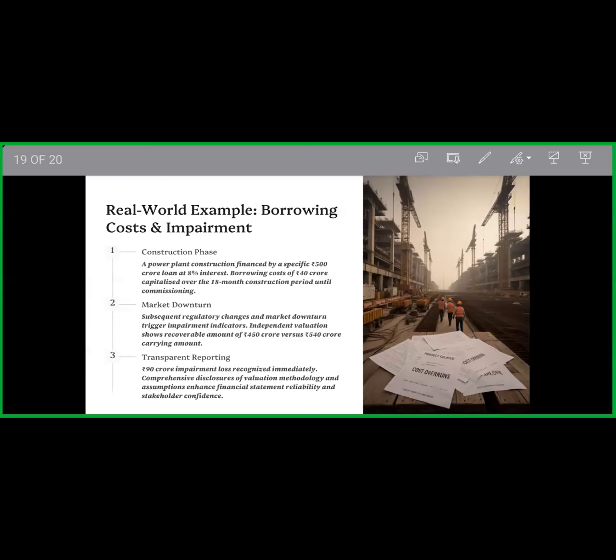Okay, so the example is a combination of both borrowing cost and impairment losses. So that 40 crore is your borrowing cost. Now, because of market conditions, subsequent regulatory changes and the market downturn trigger the impairment indicators, and the independent valuation shows a recoverable amount of 450 crore versus 540 crore. That means the actual value you put into the construction of the power plant is 500 crore plus 40 crore borrowing cost. That is the total cost of 540 crore.